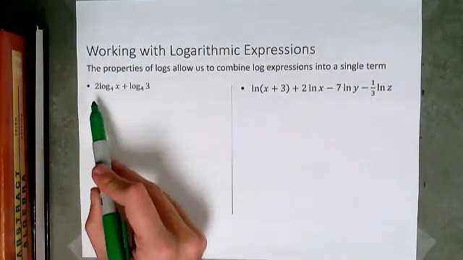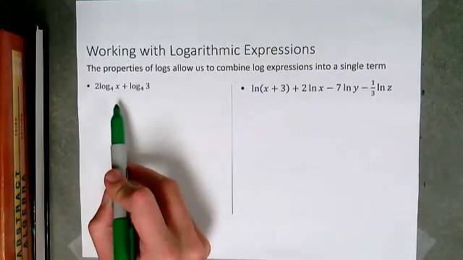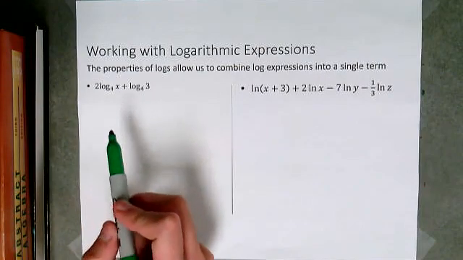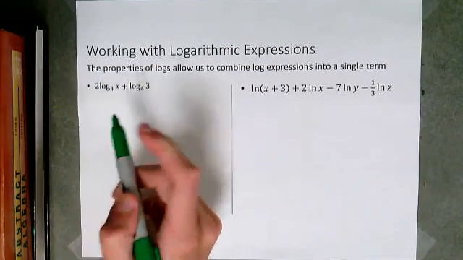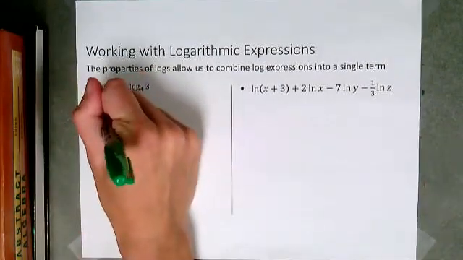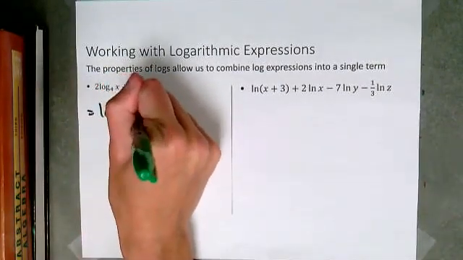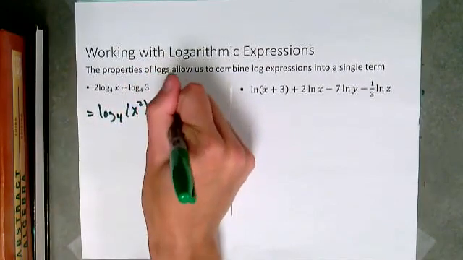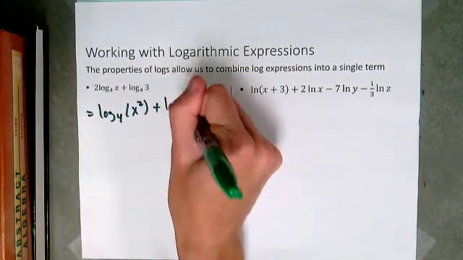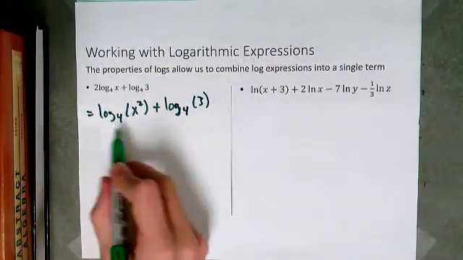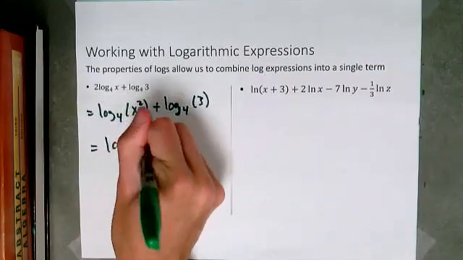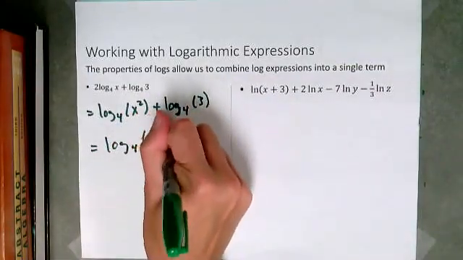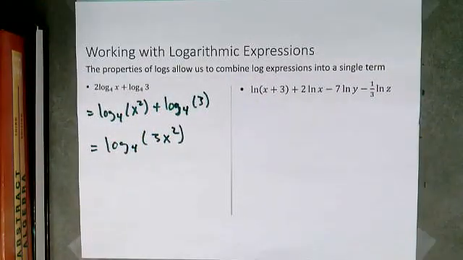Right, 2 times log base 4 of x plus log base 4 of 3. Well, we're going to put the 2 back up in the exponent slot first. So this becomes log base 4 of x squared plus log base 4 of 3. Same bases, it's addition, so this turns into multiplication, and we get log base 4 of 3x squared. Okay, not too bad, not too bad.